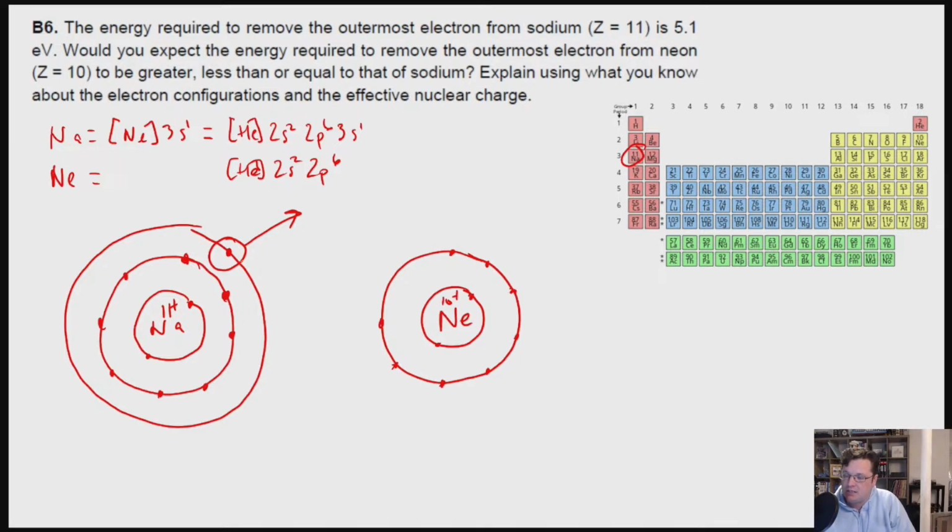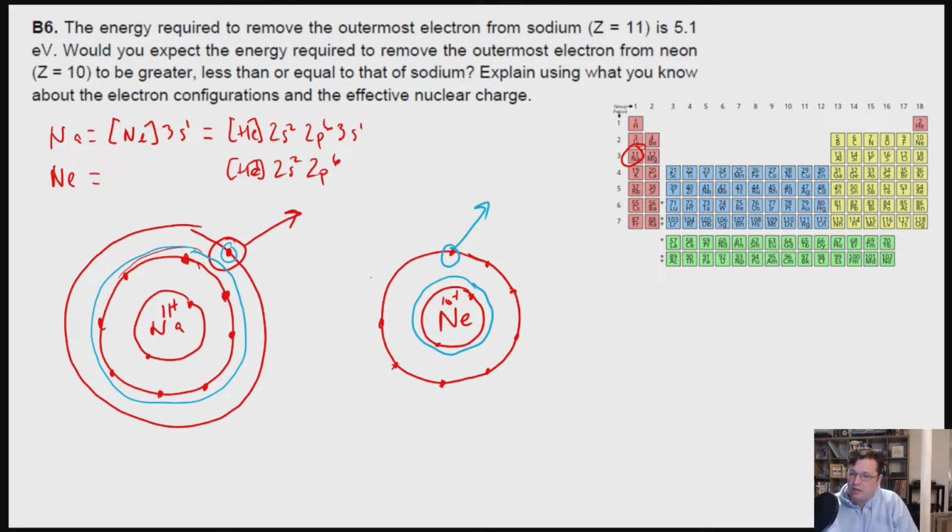But in the case of this electron right here, there's so many electrons that are shielding it, like all these electrons right here. Let me change the color. All these electrons right here are shielding this electron from that full 11 plus charge. And so the Z effective that electron is feeling is going to be pretty low. It's not going to be very large. Whereas in the case of neon, there's only 2 electrons that are essentially fully shielding this electron from getting pulled off.